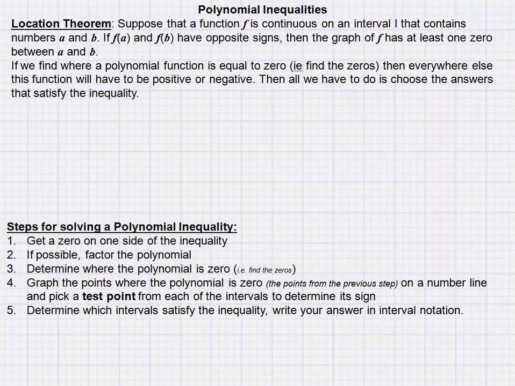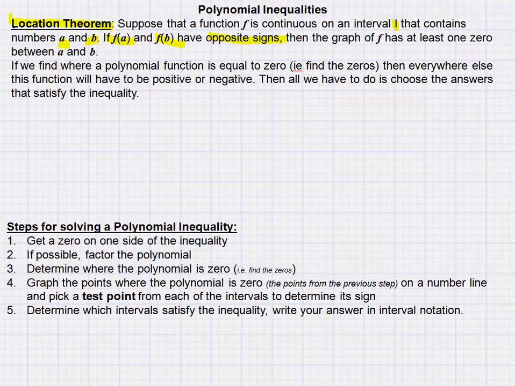So what we have is a greater than, less than, greater than or equal to, or less than or equal to sign. We do this by using the location theorem. So the location theorem says this. Suppose that a function f is continuous on an interval I that contains the numbers a and b. If f of a and f of b have opposite signs, then the graph of f has at least one zero between a and b.